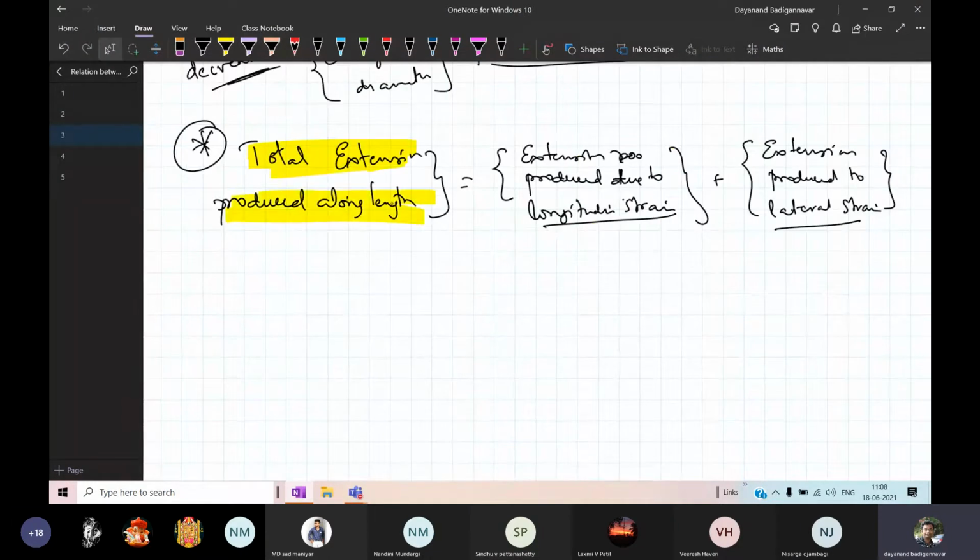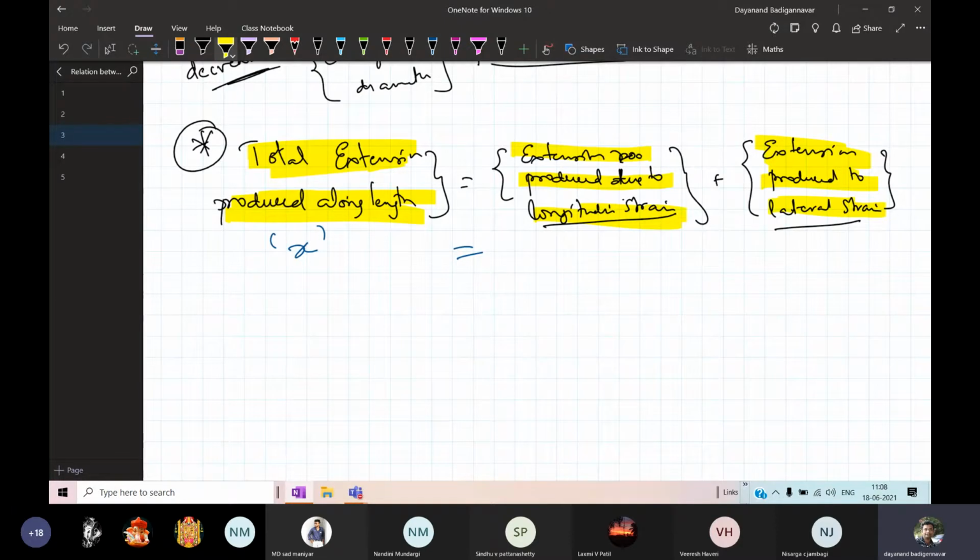So what is the total extension? It is actually X. This is equal to the extension produced due to longitudinal strain plus the extension produced due to lateral strain. So lateral strain is also contributing to the total extension.